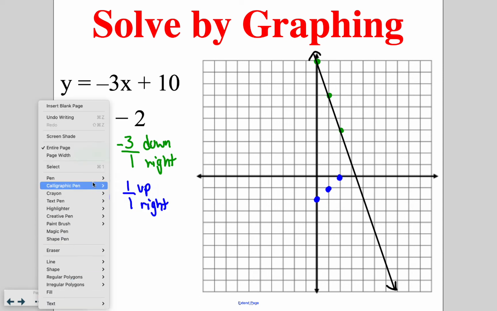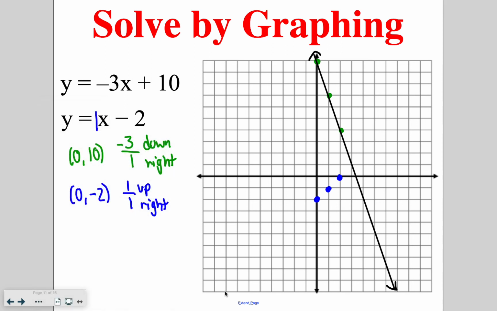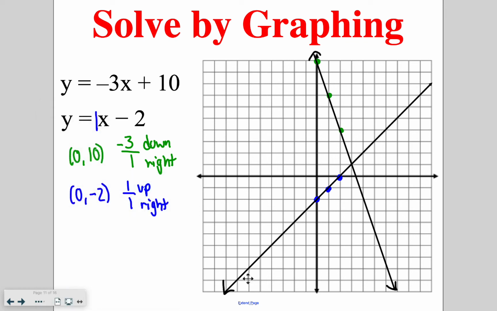Once again, you want to make sure that you are using a straight edge and that you are being very consistent in holding that steady as you draw your line, because the accuracy of your answer is going to depend on how straight your lines are. Once again, we have arrows on the end.